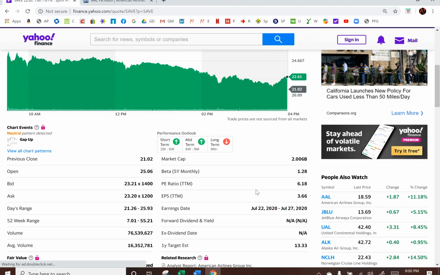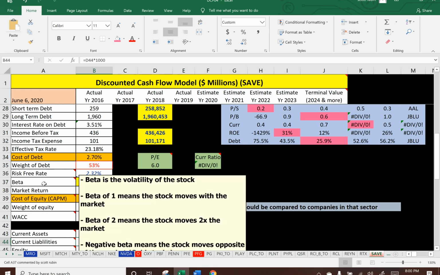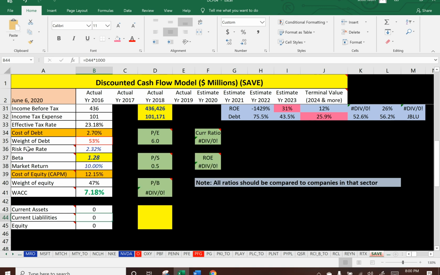We need the beta for that. It's 1.28. So beta is the volatility of the stock. So beta of 1 means the stock moves with the market. Beta of 2 means the stock moves twice as much as the market. So this means it moves 1 1/4 of the market. So if the market goes up 1%, this would go up 1.28%. And if the market went down 1%, this stock should go down 1.28%.